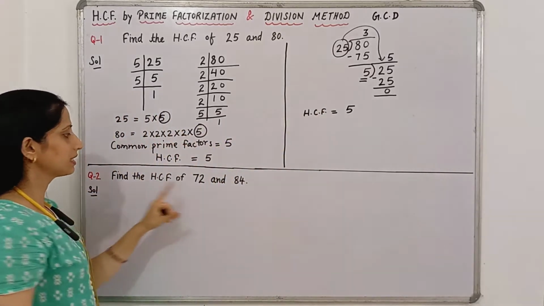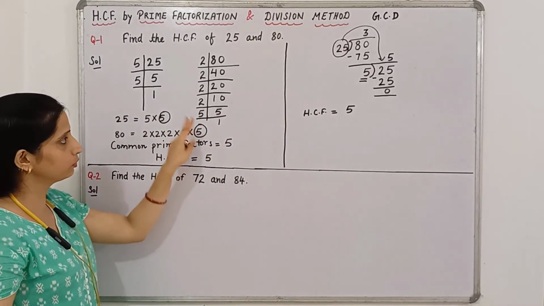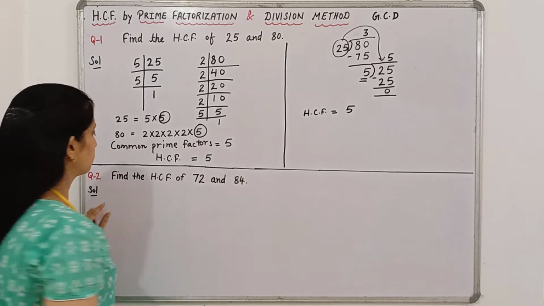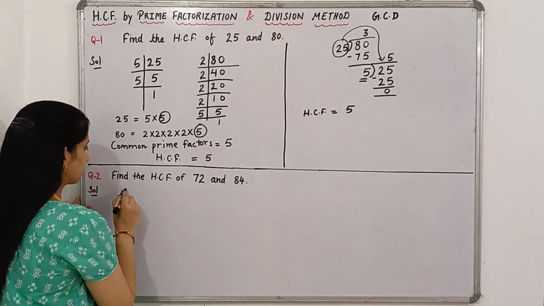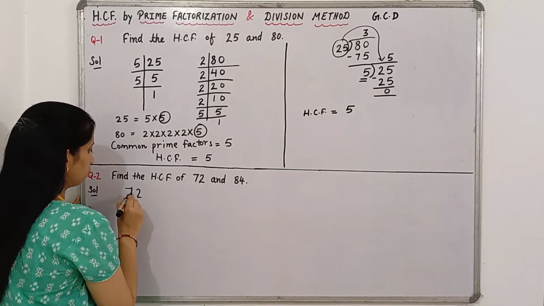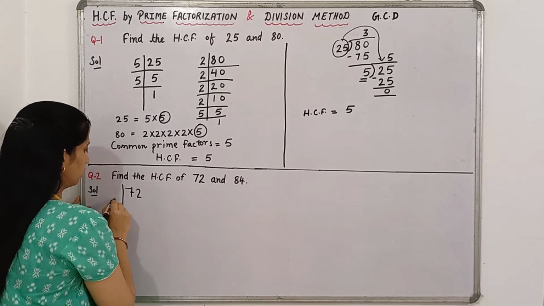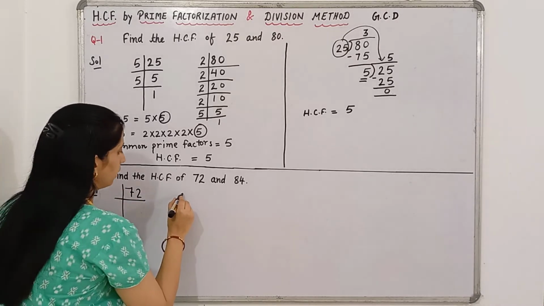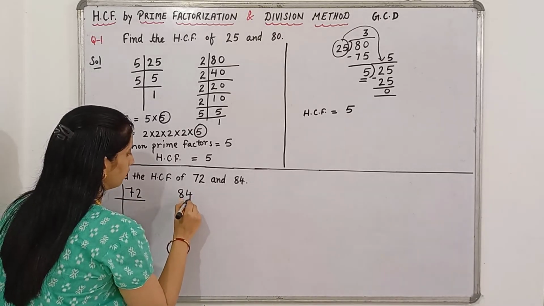Okay. Now we will solve the second question by the same two methods. First method is the prime factorization method. So let's start from 72. Let's do the prime factors of 72 and here we will do the prime factors of 84.